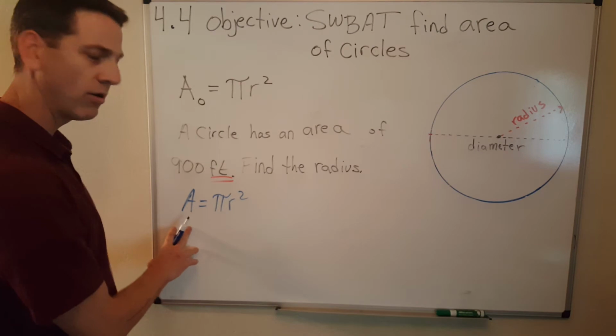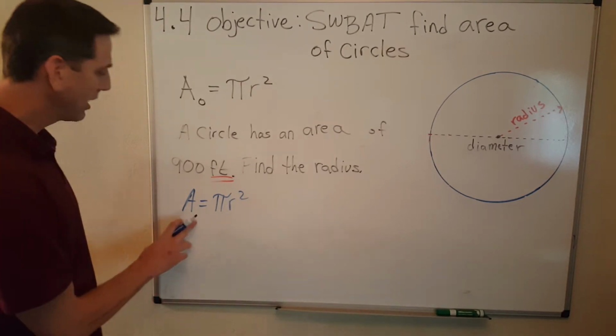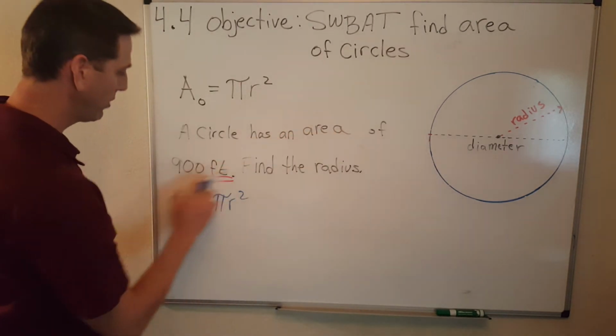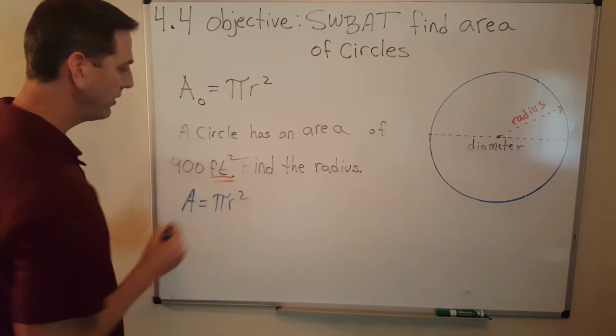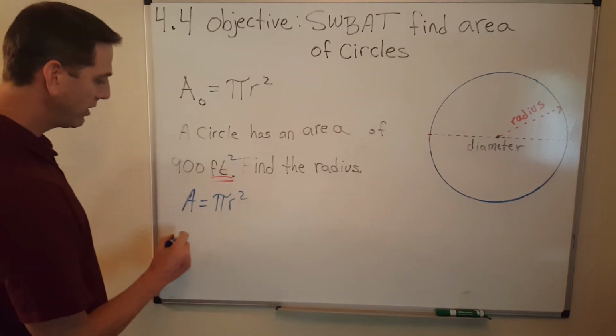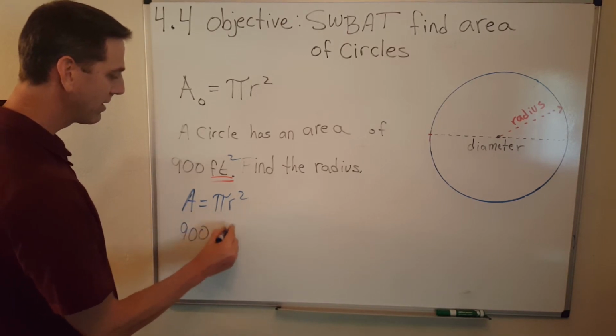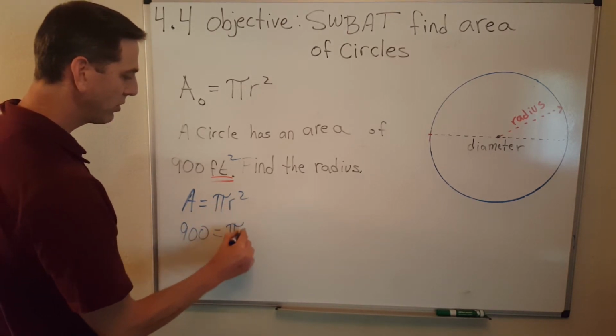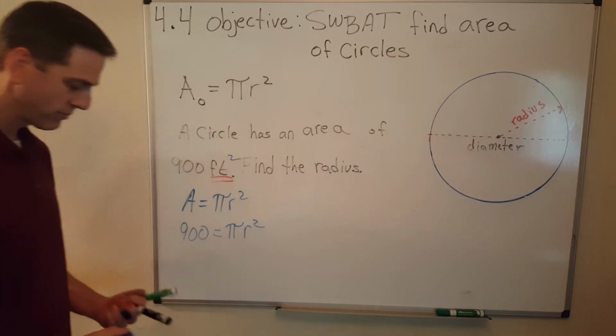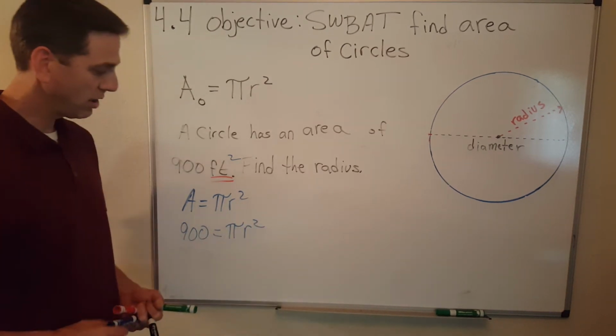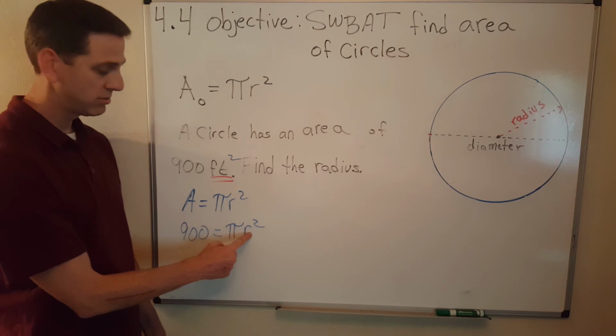Let's go ahead and input our numbers here. Okay, so our area is, well, area is what? 900 feet squared. So our area is 900 equals pi r squared. Okay, so I want to solve for r.